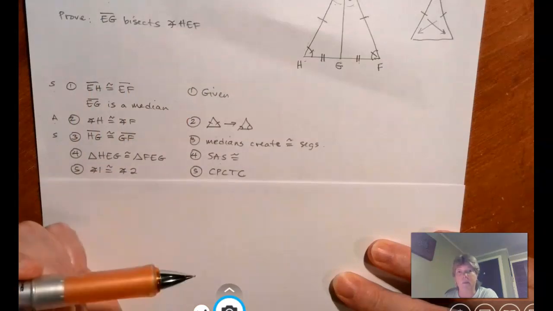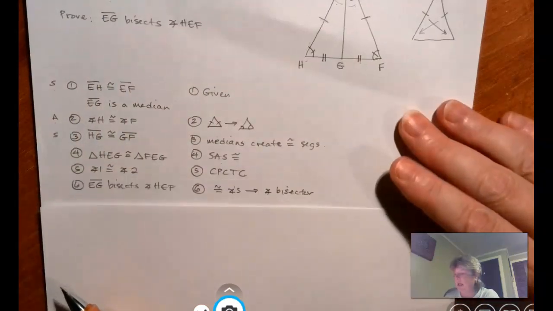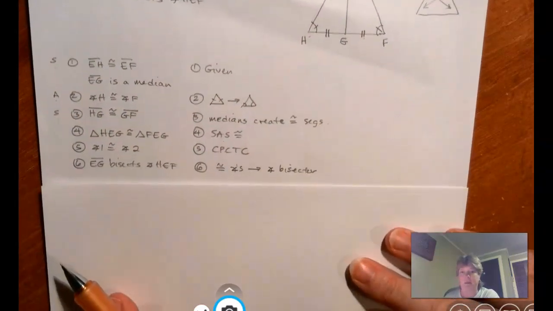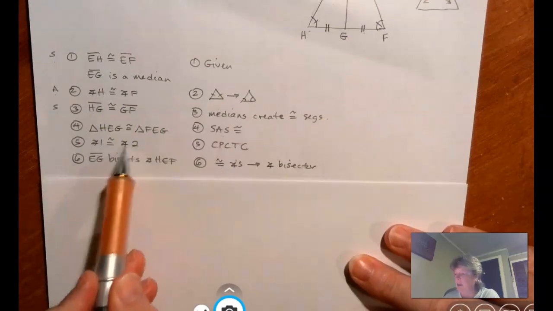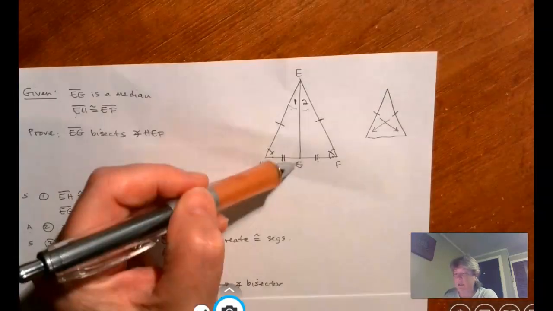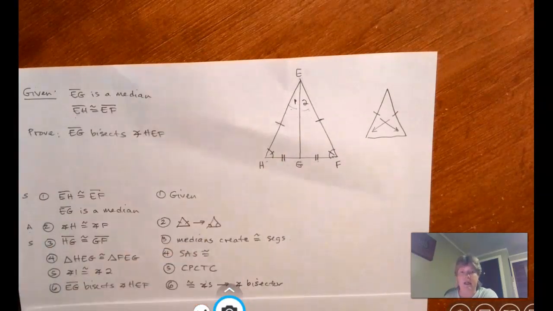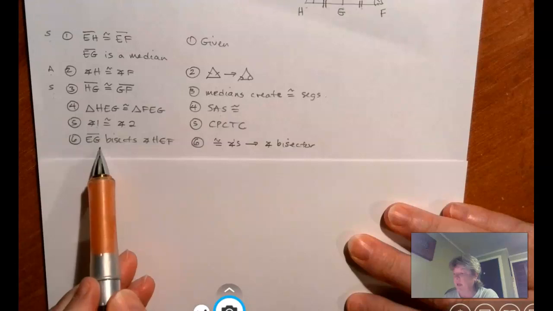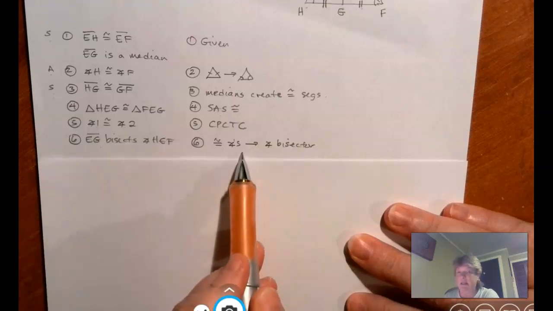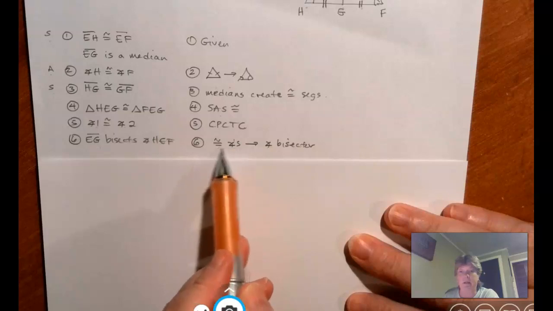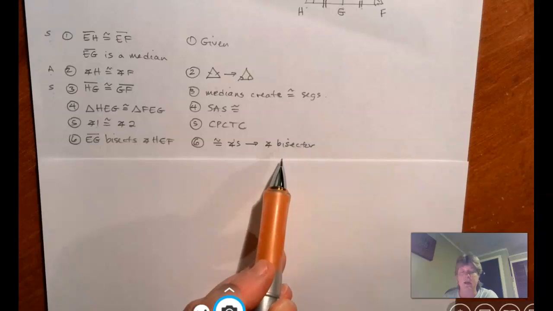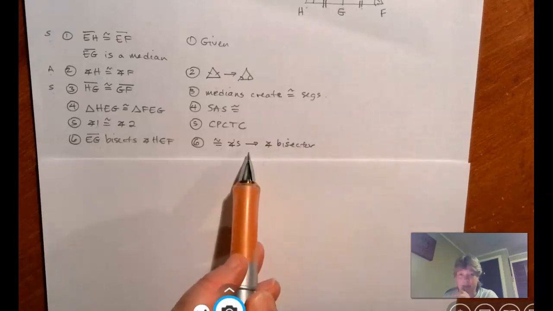So I need to go one more step and actually say and prove what I was asked to prove. Because EG created congruent angles, that makes EG an angle bisector. So I can go ahead and say that EG bisects angle HEF. And the reason here is that if it creates congruent angles, then it's an angle bisector. So a couple things worth noting about this reason.